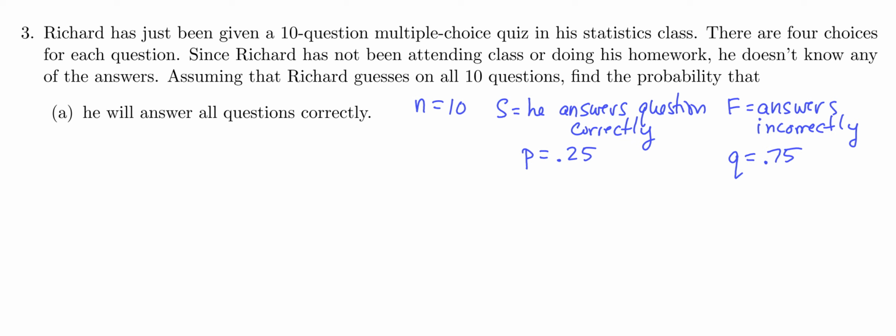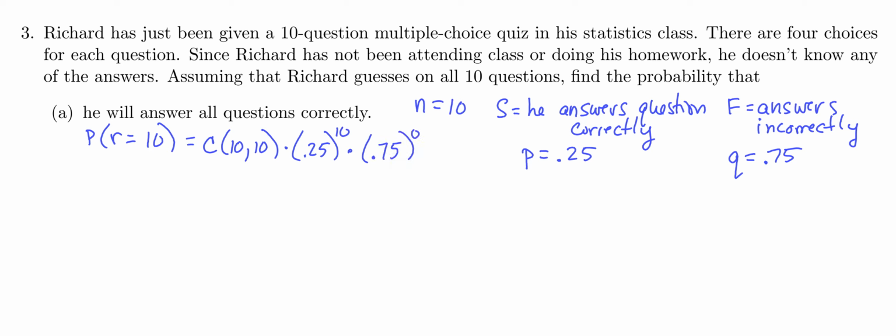To say he will answer all questions correctly means in this case we're looking for the probability that r equals 10. So we have C 10, 10. Probability of success is 0.25 raised to the 10th times the probability of failure, 0.75 raised to the 0. In this case, the number that comes up looks something like this.